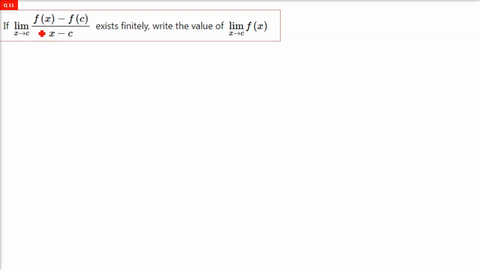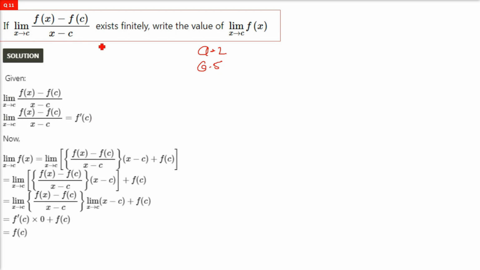If limit x tends to c, fx minus fc divided by x minus c exists finitely, write the value of limit x tends to c fx. So the same exercise which we are doing, question number 2, question number 5. Both the questions I told you how to solve it. I actually solved it for you. So what is the value of limit x tends to c fx? It is going to be fc. That we already proved. So just refer to that question. I hope you will be able to refer to it. Okay, you just have to go to that question and see how we solved it actually.